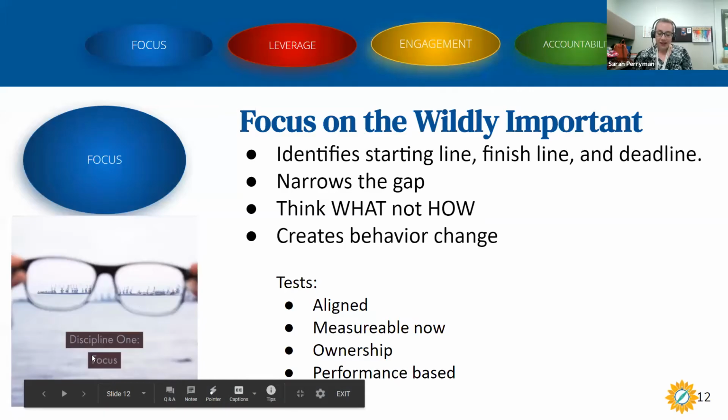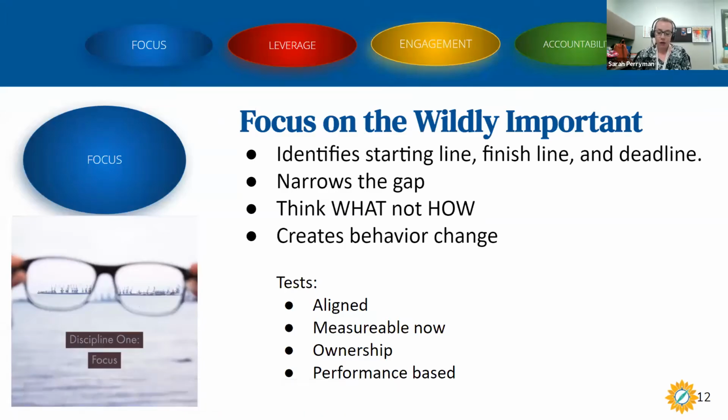So the first discipline of execution asks you to focus on what is wildly important. That's your goal. Sometimes you hear it called a WIG, a wildly important goal. So why do we start by focusing on the wildly important? Well, this allows us to identify a starting line, a finish line, and a deadline. We're here and we want to be there. We're narrowing that gap. We're focusing in on what it is that we want to intentionally address.